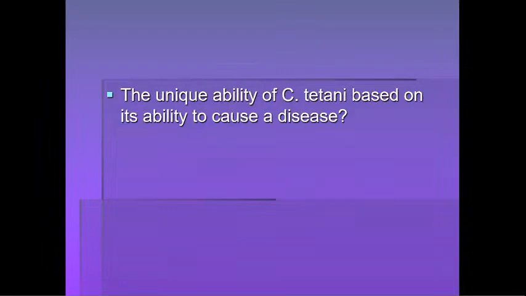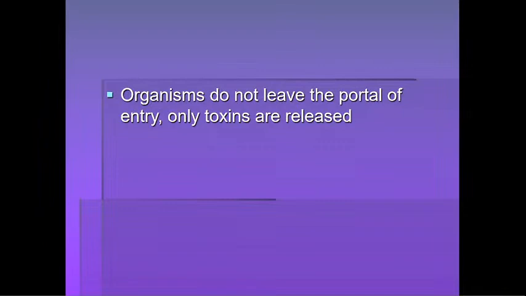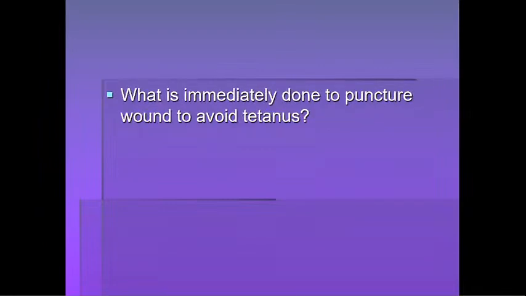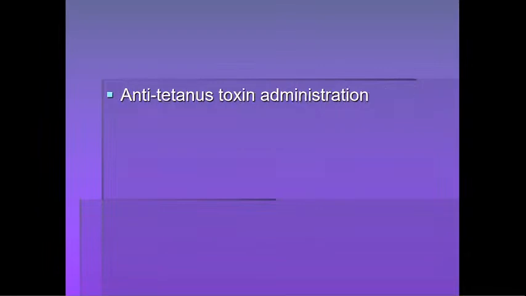Okay? An ability unique to Clostridium tetani, based on its ability to cause disease, is that the organisms do not leave the portal of entry. They stay in the portal of entry and colonize that place, and they release toxins there. And the disease can spread throughout the body without the organisms actually migrating somewhere else, or without the organisms colonizing some other place in the human body. Okay? Next, what is immediately done to puncture wounds to avoid tetanus? You administer anti-tetanus toxoids.